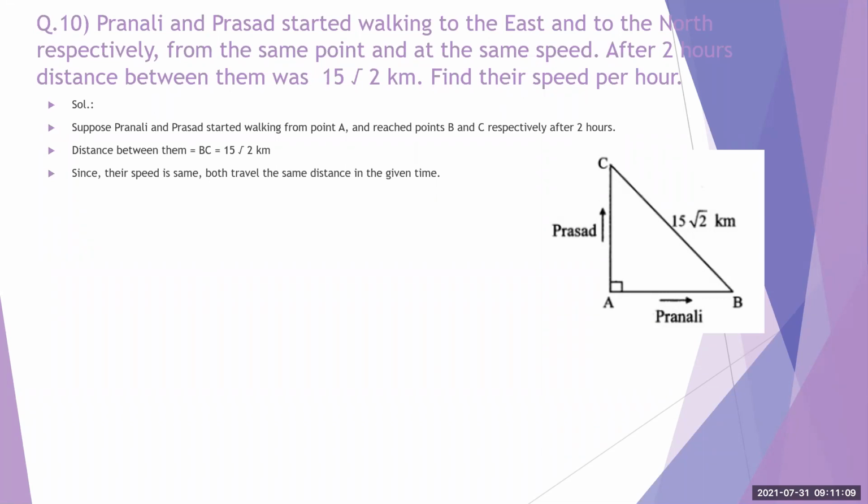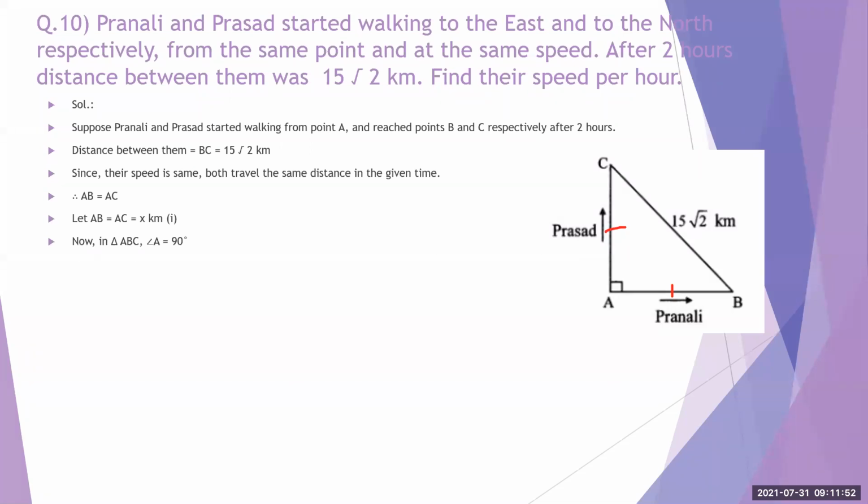Now, since their speed is the same, both travel the same distance in the given time. Obviously, the time is the same, sorry, the speed is the same, so both will travel the same distance in the same period of time. Therefore, we'll say that the measurement of AB and the measurement of AC will be equal here. So here, we assume that the distance is x kilometers. Now, in the triangle ABC, angle A is equal to 90 degrees. So which triangle does this form, students? This becomes an isosceles triangle, right? This is equal, this is equal. So this becomes an isosceles right angle triangle here.